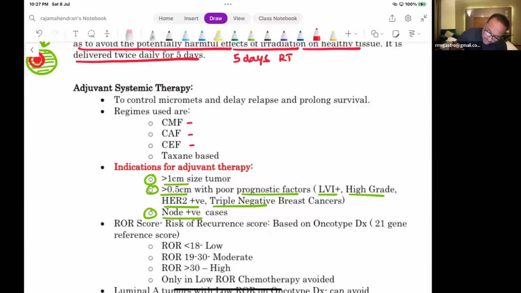Many regimens are used. What is CMF? Cyclophosphamide, methotrexate, 5-FU. Cyclophosphamide, adriamycin, 5-FU. Cyclophosphamide, epirubicin, 5-FU.